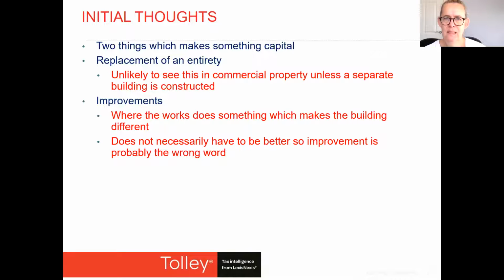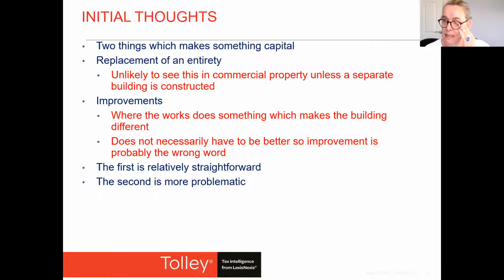because it's different. Because if you redecorated a building, you might improve it, but that is not going to be capital expenditure. And in fact, if you had a building that had a wall down the middle of it and you knocked down the wall, that would also be capital, but you might argue that's not an improvement. So it's just different than it was before. As I've said, replacement of the entirety is often very straightforward. Second is much, much more problematic.